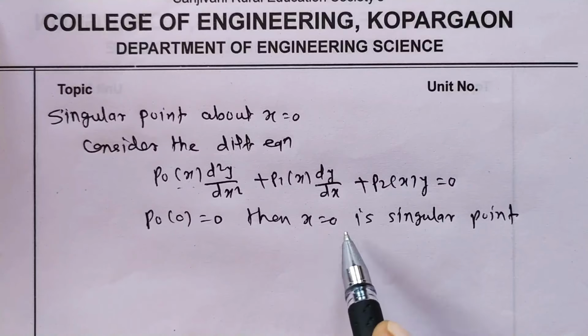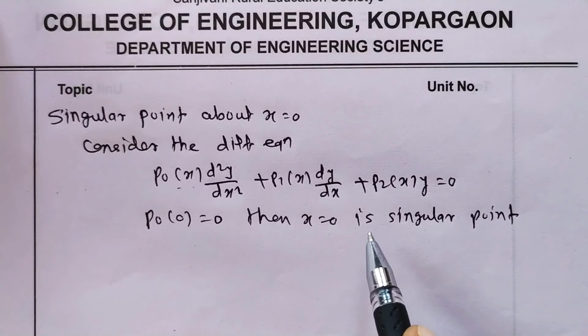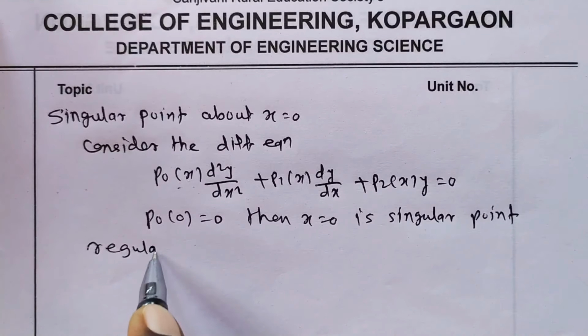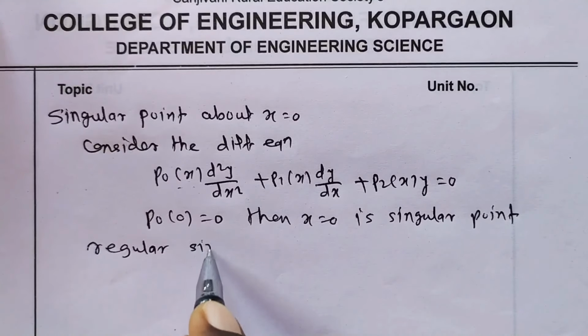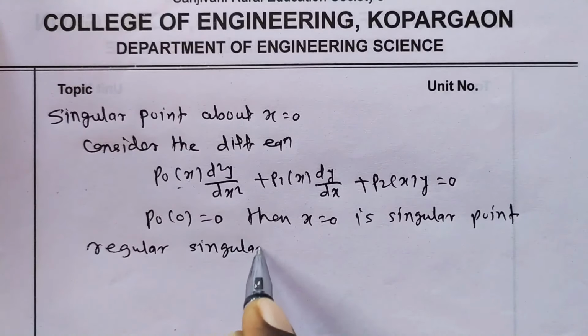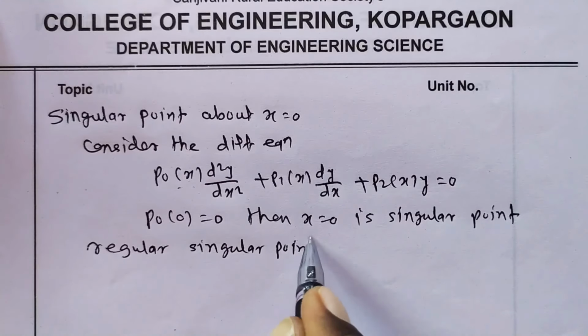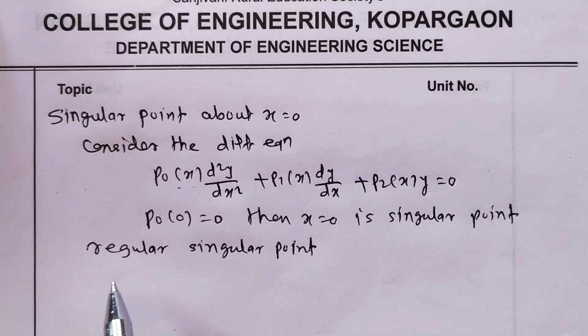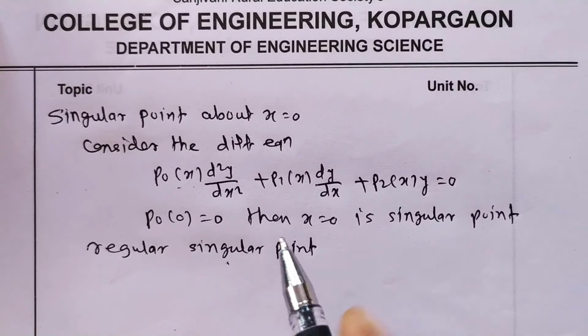Now if x equal to 0 is a singular point, then there are two types. First one is a regular singular point, and second one is an irregular singular point. So for a regular singular point there are two conditions.